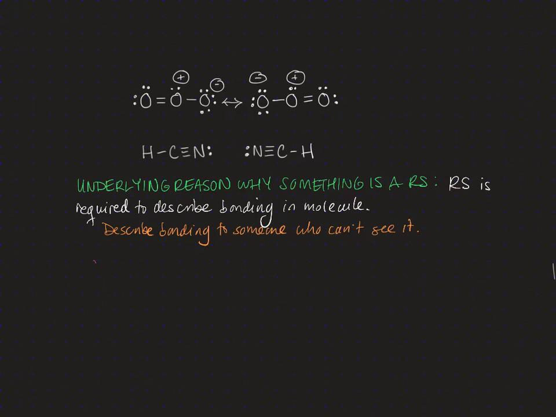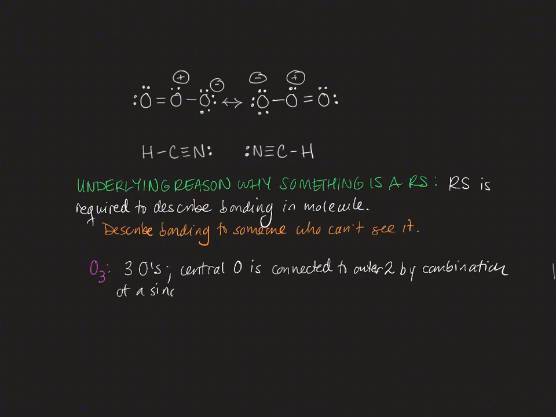So let's talk about ozone. So when I look at those two resonance structures, and I can use the practical rule to decide they are resonance structures, if I describe the bonding, I would say, well, I have 3 oxygens, and the central O is connected to the outer 2, outer with an R, outer 2, by something that is a sort of a combination of a single and double bond.